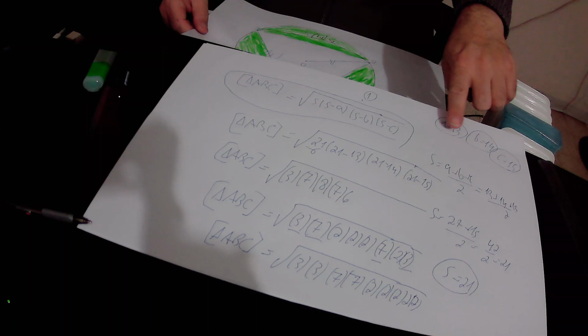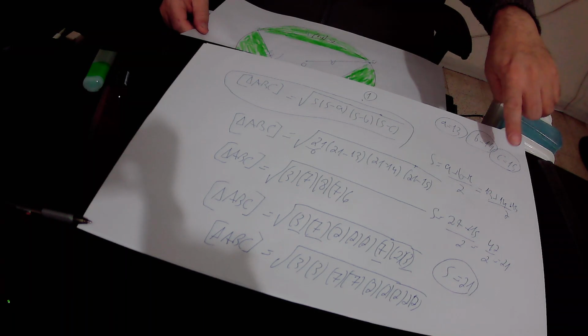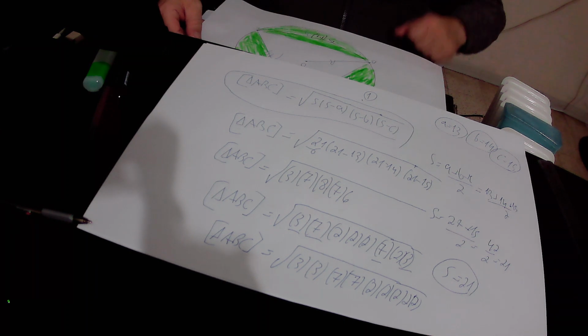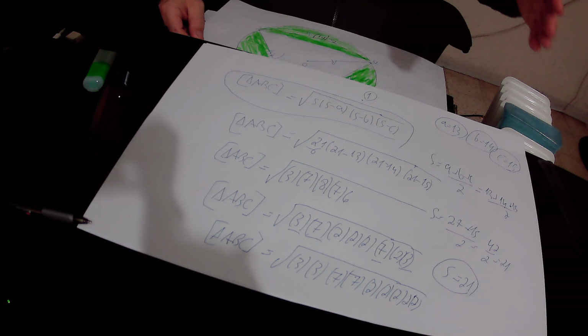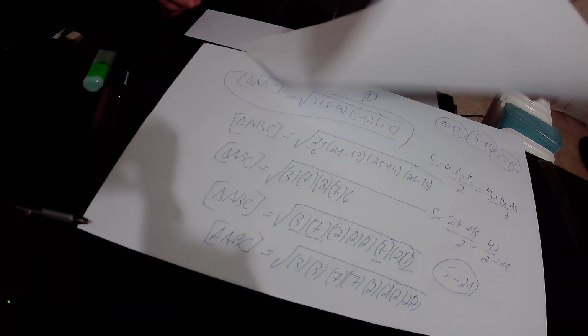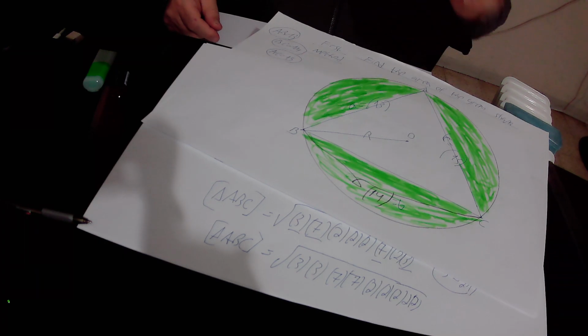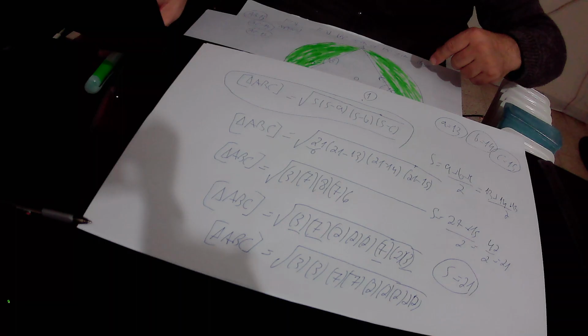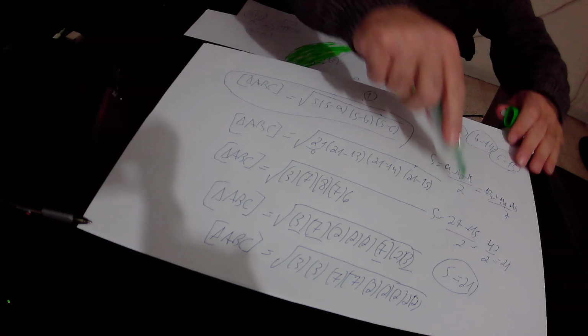So A is 13, B is 14, and C is 15, all divided by 2. So S equals 13 plus 14 is 27, and 27 plus 15 is 42, and 42 over 2 is 21. So in conclusion, we found that the semi-perimeter of triangle ABC is equal to 21 units. Here, S equals 21 units.